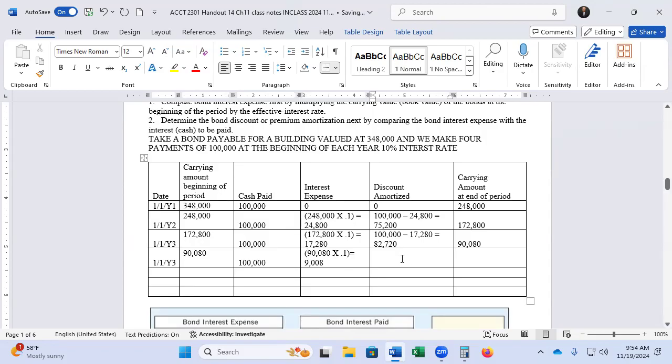And so here, 100,000 minus 9,008. What's that equal? 90,992. In which you would adjust that last payment to be a little less than 100,000, and you'd end up with 90,080.